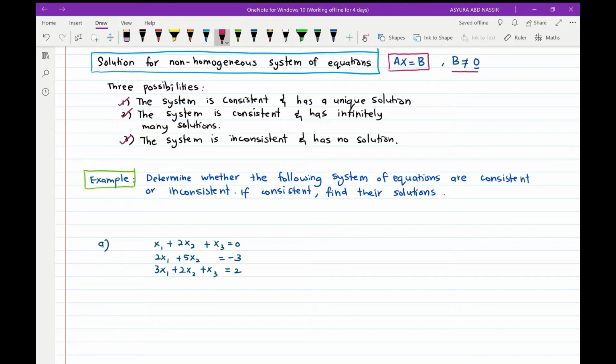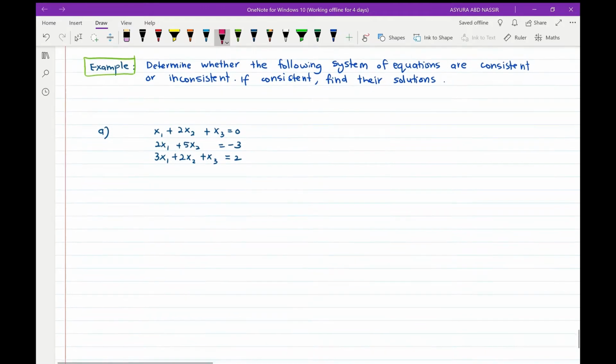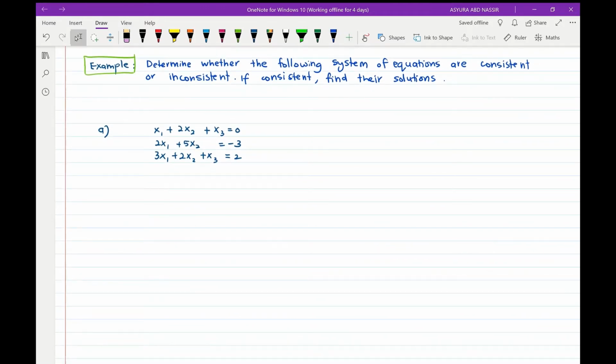Let's look at the example. Determine whether the following system of equations are consistent or inconsistent. If consistent, find their solutions. So we have the first one: x1 plus 2x2 plus x3 equals 0, 2x1 plus 5x2 equals negative 3, 3x1 plus 2x2 plus x3 equals 2.